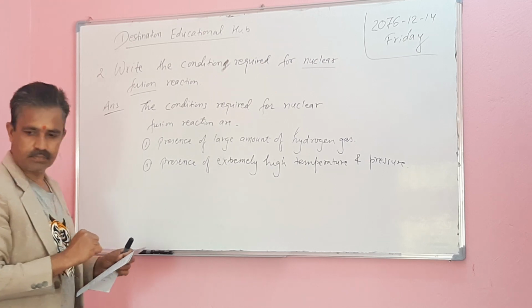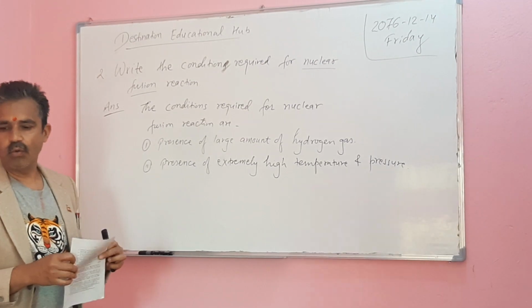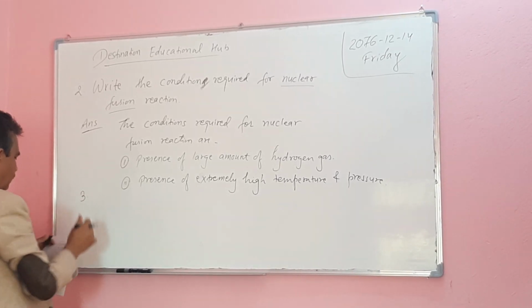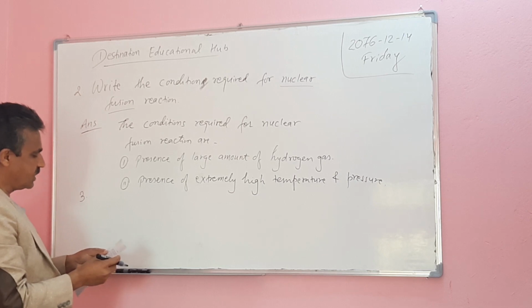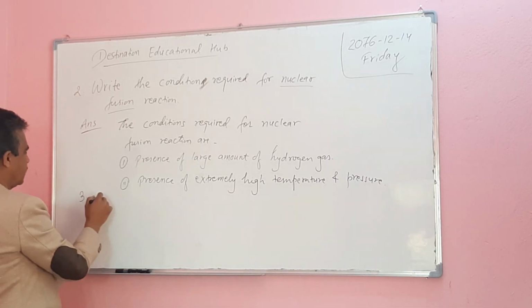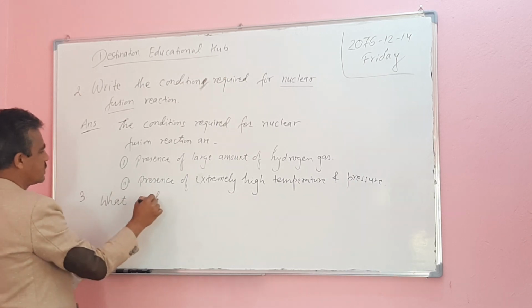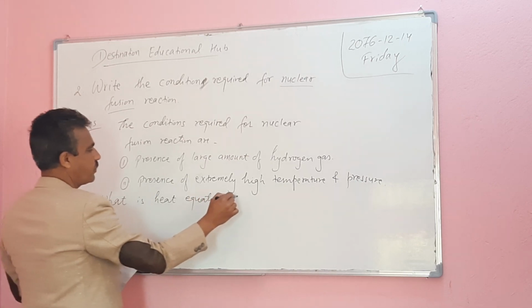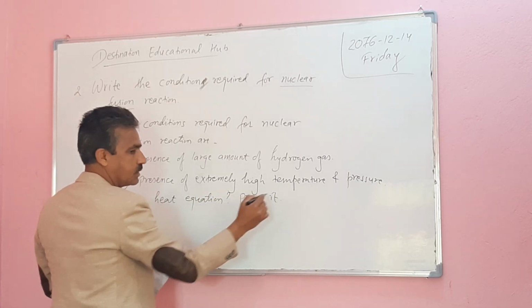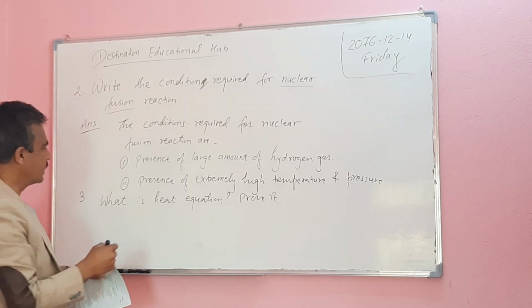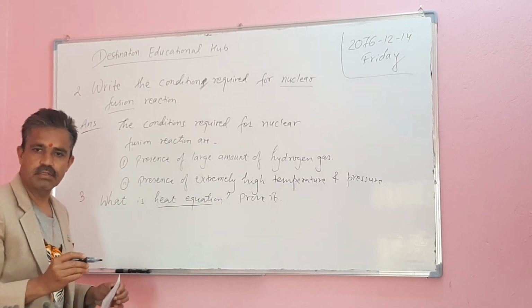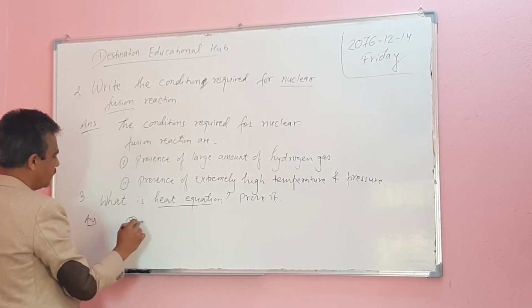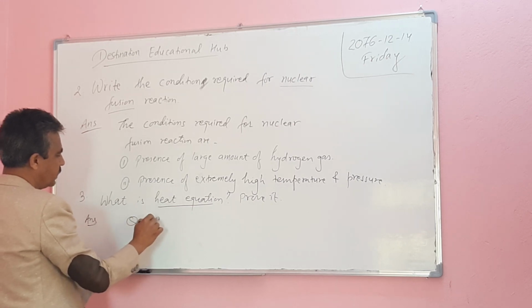Now, what are we going to discuss? We are going to discuss question number 3. What does question number 3 say? What is the heat equation? Prove it. It is of 2 marks. Do you know what the heat equation is? Simply, we have to keep in mind there is one relation between Q, m, s and dt. This is the heat equation.